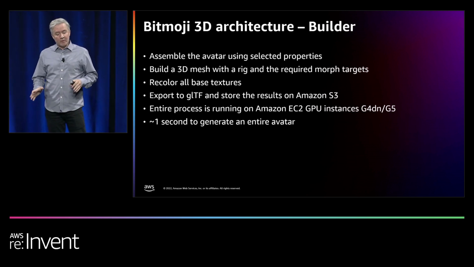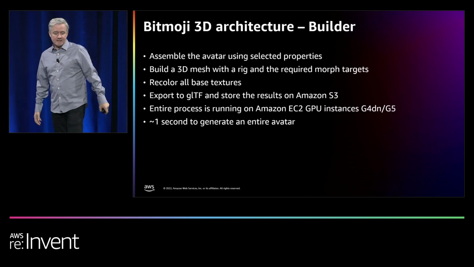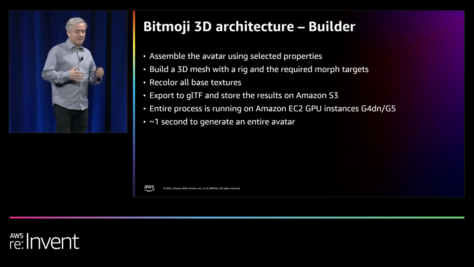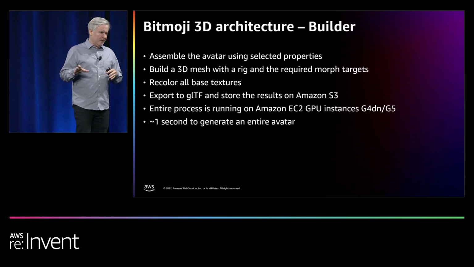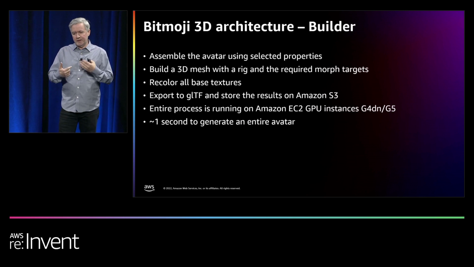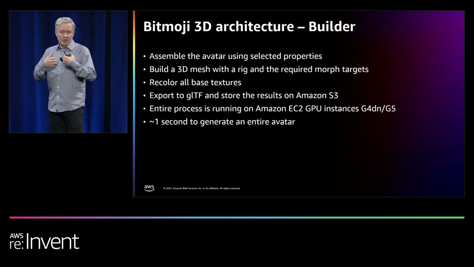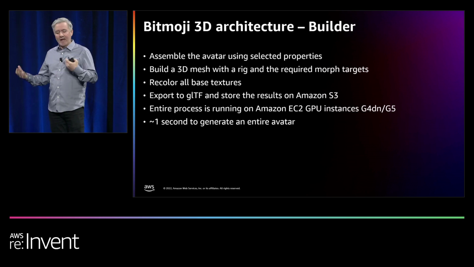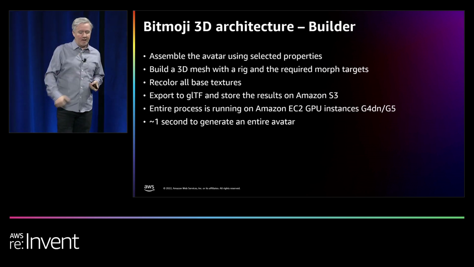So everything that we do runs on EC2 GPUs using G4dn and G5 instances, and it takes almost a second to assemble all this together, and then cache it on S3. We want to cache it because later when we actually want to animate it, we don't want to recreate the avatar. It's a very expensive process. So once we have the avatar, and since, like I told you before, it has a skeleton, you can animate it and you don't have to recreate it unless, of course, the avatar changes some of the attributes.